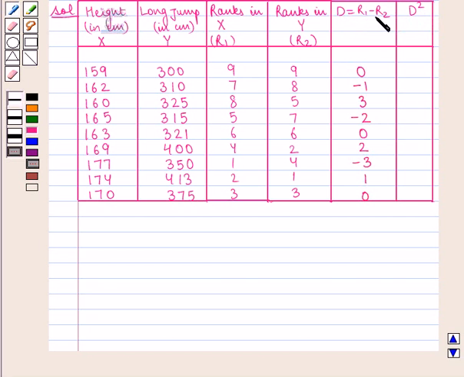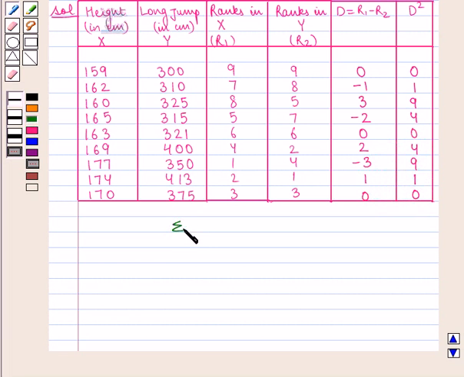d is given by R1 minus R2, that is 9 minus 9, which is equal to 0, 7 minus 8, minus 1, 8 minus 5 is 3, 5 minus 7 is minus 2, 6 minus 6, 0, 4 minus 2, 2, 1 minus 4, minus 3, 2 minus 1, that is 1, 3 minus 3, 0. And d square is given by 0 square, that is 0, minus 1 square, that is 1, 3 square, that is 9, minus 2 square, given by 4, 0 square, 0, 2 square, 4, minus 3 square, that is 9, 1 square, 1, and 0 square, which is 0.